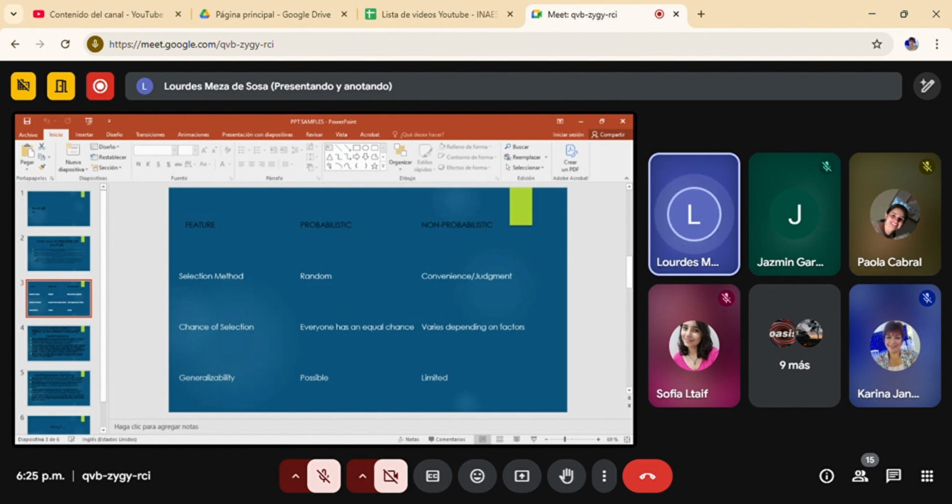And generalization. Probabilistic is possible, while non-probabilistic is limited, since I cannot say that everybody likes hamburgers if I have only asked teenagers, for example. So I cannot make a generalization saying that everybody likes hamburgers. It's limited to teenagers, for example. Do you see the difference?